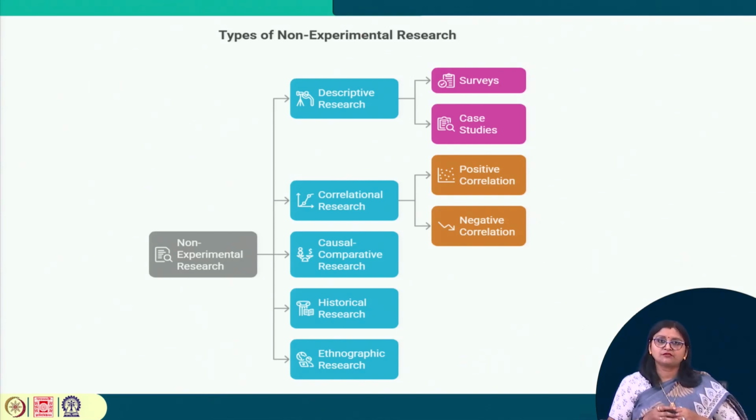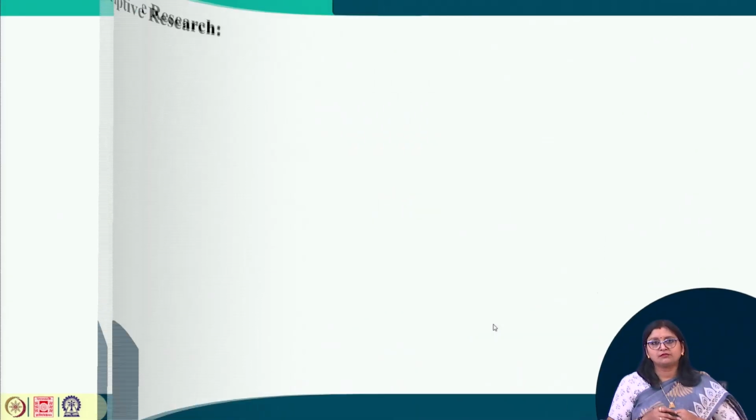Now, for the types of non-experimental research, I have tried to create visuals for your better understanding. The first type is descriptive research. In descriptive research, you can find survey research, case studies, then correlational research with positive correlation and negative correlation. The third one is causal comparative research, then historical research, and lastly ethnographic research. So, we will go one by one.